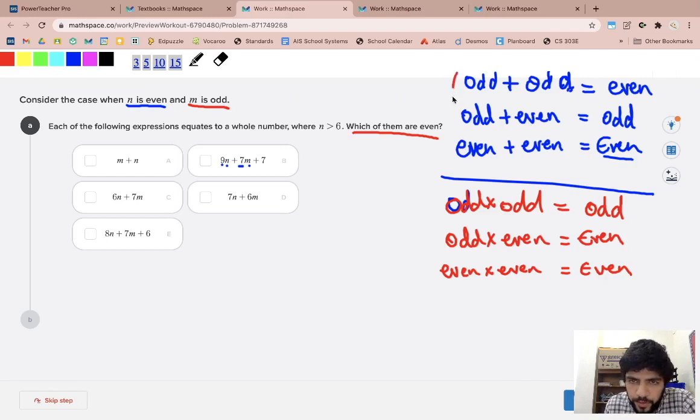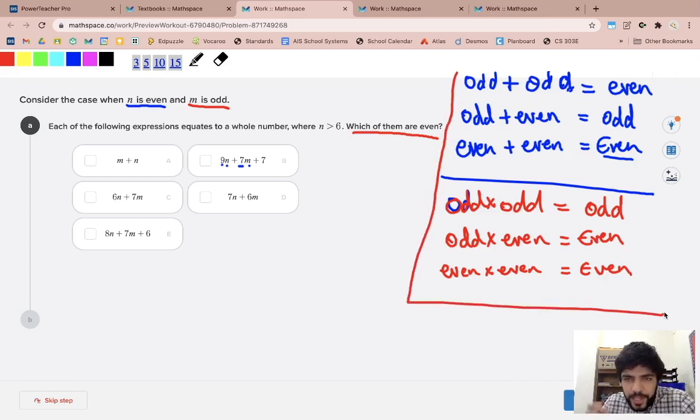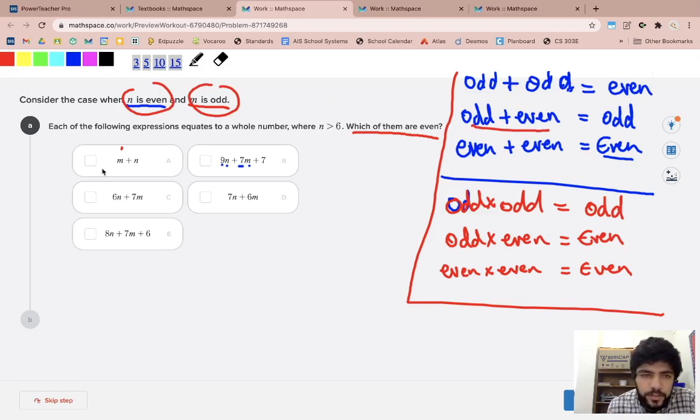Okay, so in this case, we had to do a little bit of thinking, right? And try out all the different possibilities. Now, here, they want us to check all the expressions that lead to even numbers. So this, and we know that n is even and m is odd. So here we have basically odd plus even. And here we know odd plus even is odd. So we're not going to check this. So we know that A is not the right answer. It's not one of the right answers.